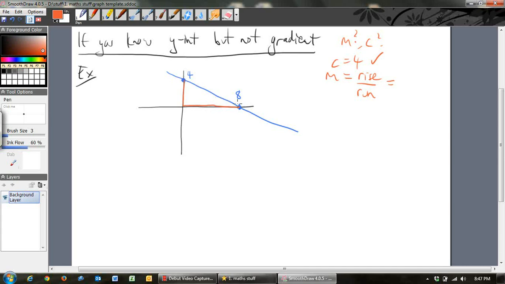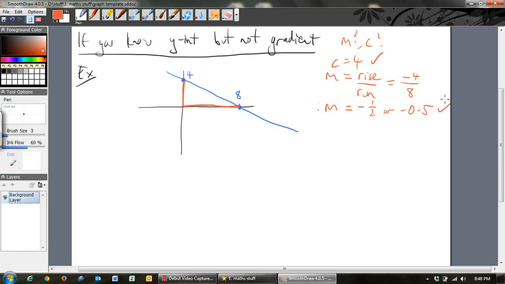Let's start at 4 and go to 8. Okay. Firstly, what is its rise? Its rise, it's going down, and it goes down from 4 down to 0. So its rise is -4. It goes down by 4. And then it goes across to the right by 8. And so it's positive 8 there. So m is equal to rise over run equals -4 over 8. And if we simplify that, m equals -4 over 8 is -half. Or -0.5, however you want to write that.